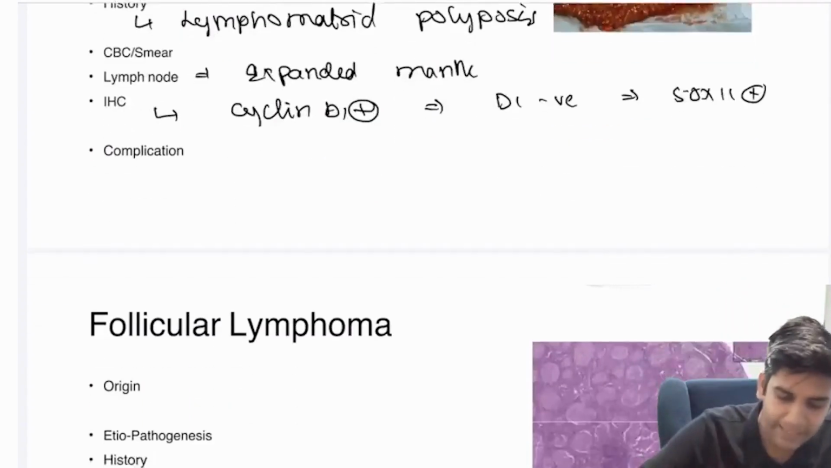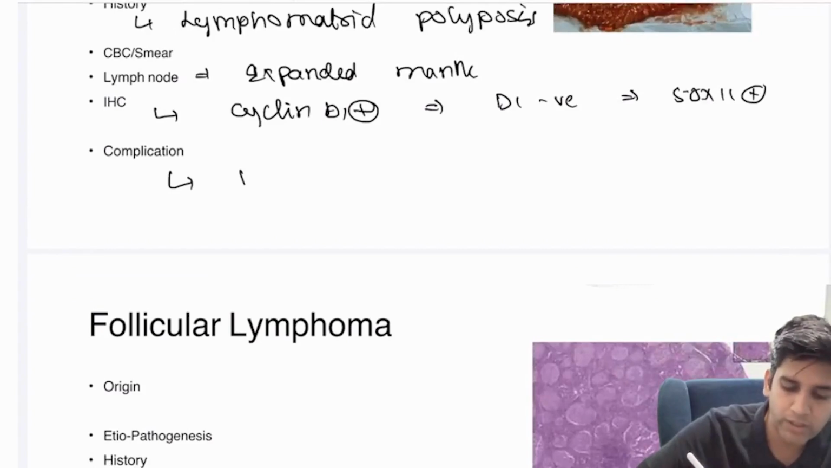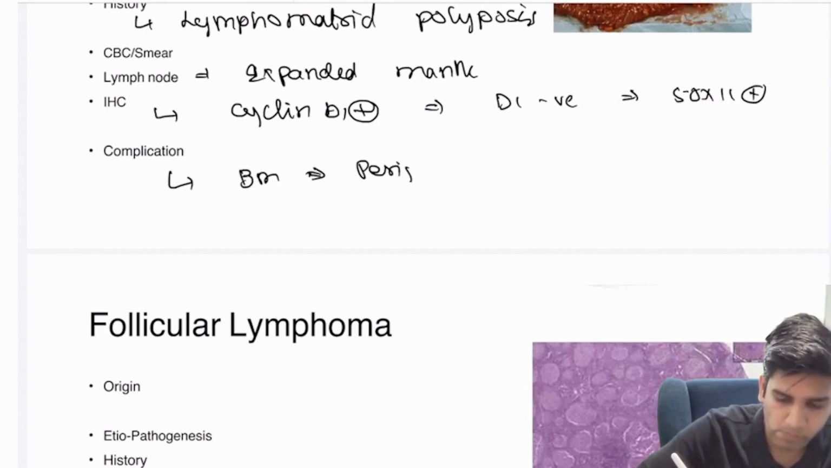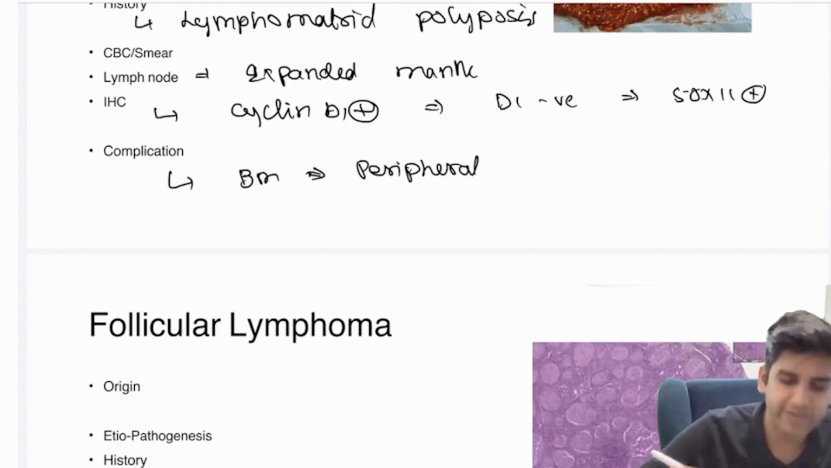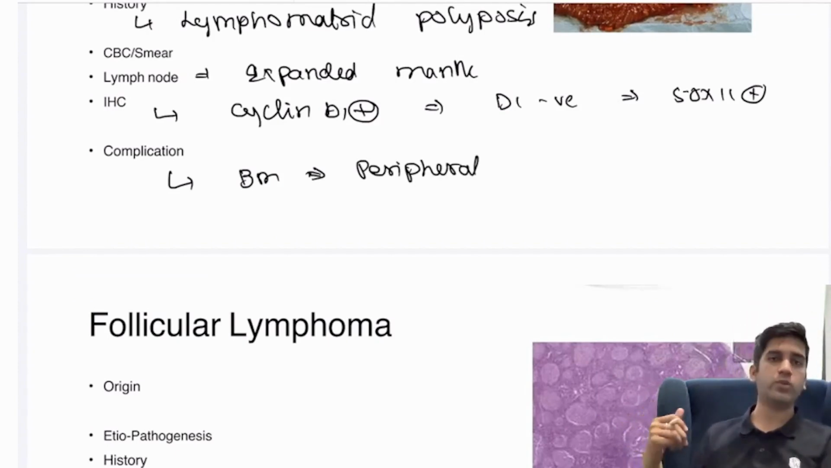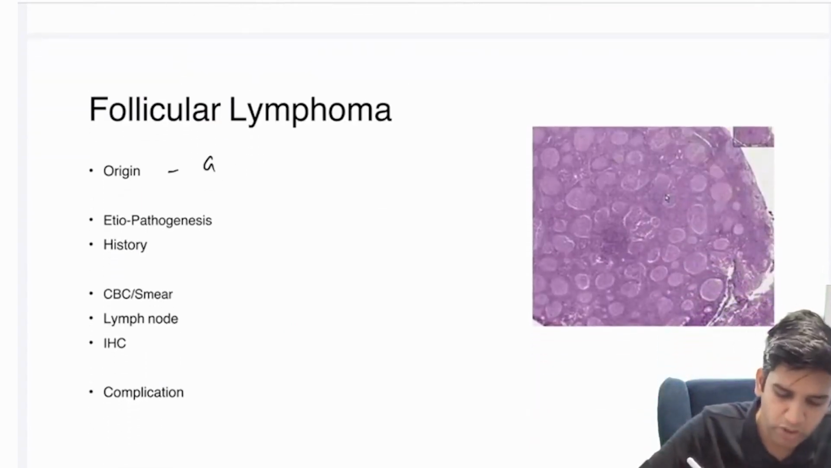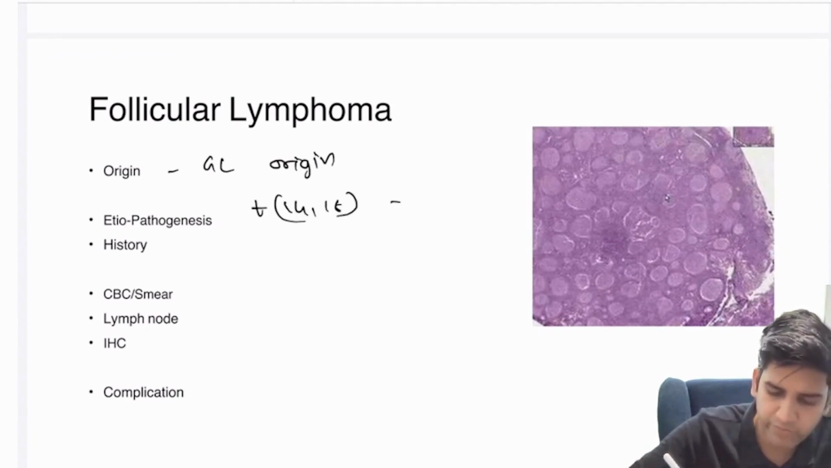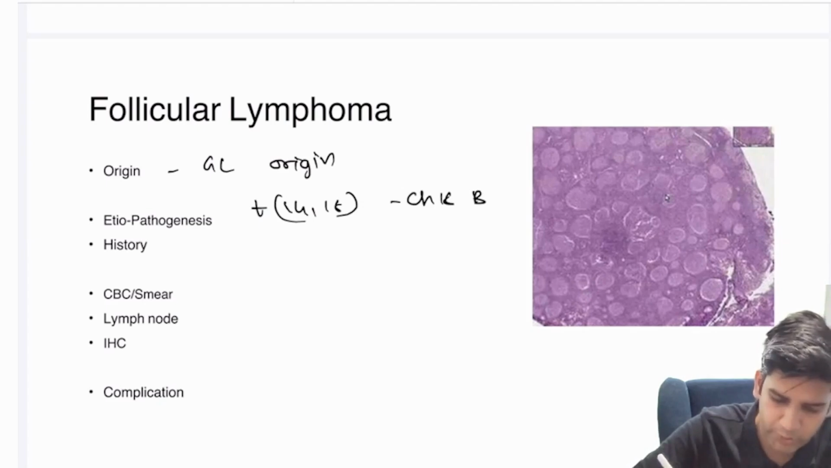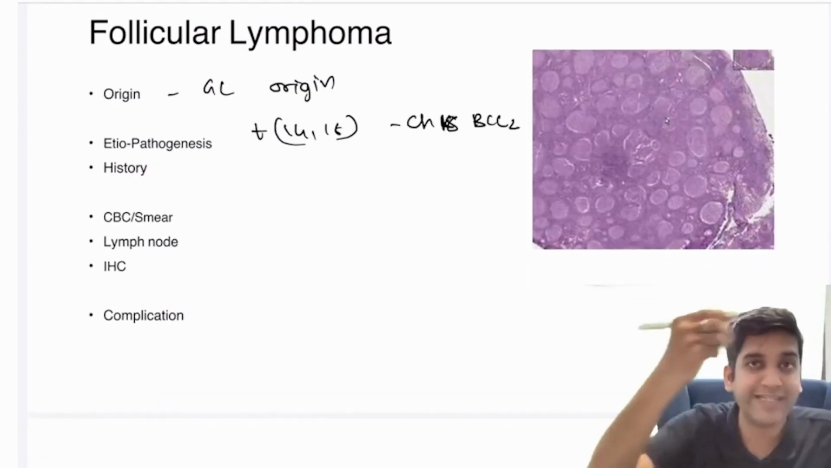Complication: this can go into the bone marrow and into the peripheral smear. That's one of the complications. We have something called blastoid mantle cell lymphoma, which also has a very worse prognosis. Fine. Follicular lymphoma. This is purely of germinal center origin. Follicular lymphoma will have translocation 14;18. So in chromosome 18, you have BCL2. In chromosome 11, in the case of mantle, we had cyclin D1. That's why it is very important.